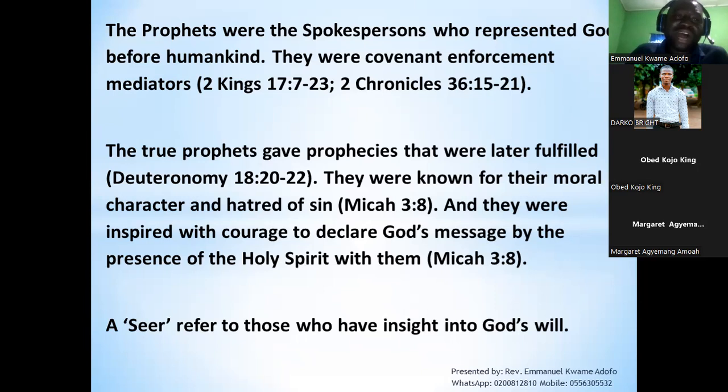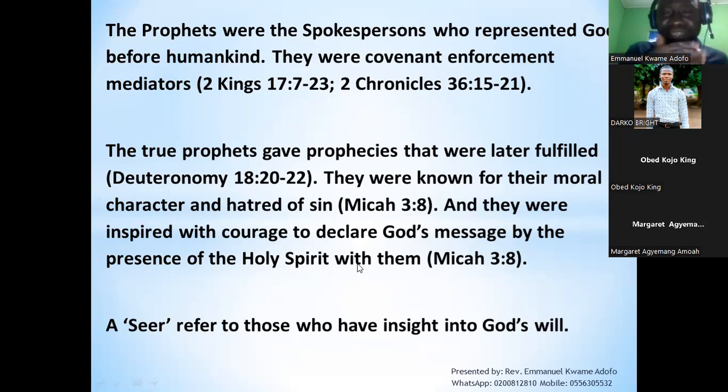They were known for their moral character, and they hated sin, according to Micah chapter 3, verse 8. If you're a prophet during the time, you have to hate sin, and you have to be of high moral standard. Now, they were inspired to give messages with the presence of the Holy Spirit. Now, a prophet is a spokesperson representing God, giving messages to mankind from God. But a seer refers to those who have insight into God's will. So a seer will tell you exactly what the meaning is of what you are going through.